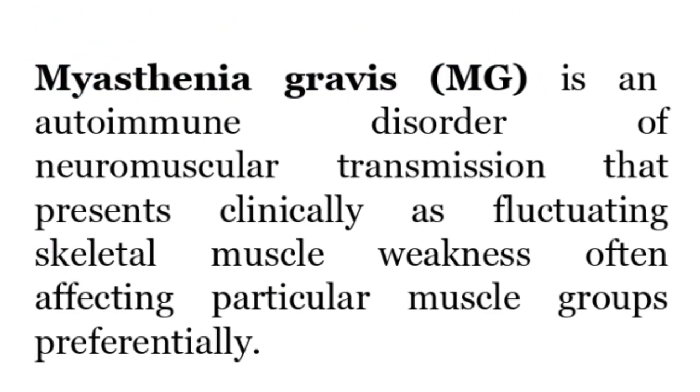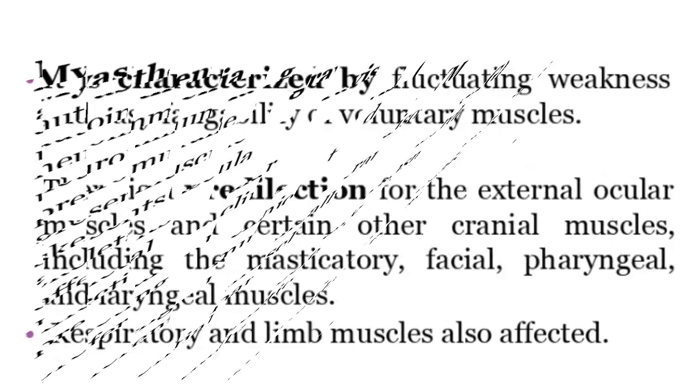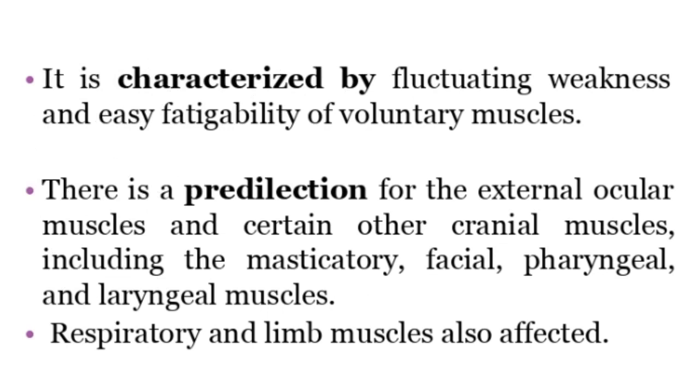Myasthenia gravis is an autoimmune disorder of neuromuscular transmission that presents clinically as fluctuating skeletal muscle weakness, often affecting particular muscle groups preferentially. It is characterized by fluctuating weakness and easy fatigability of voluntary muscles, and there is a predilection for the external ocular muscles and certain other cranial muscles, including the masticatory, facial, pharyngeal, and laryngeal muscles. The respiratory and limb muscles are also affected.